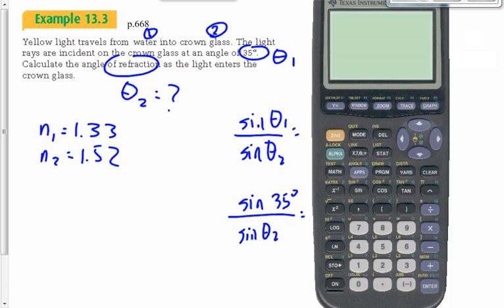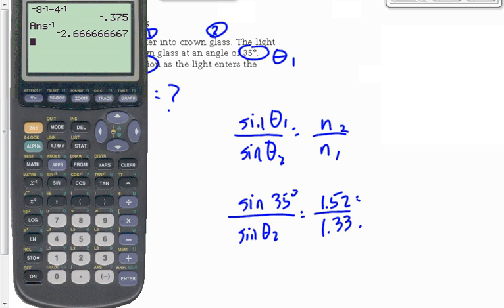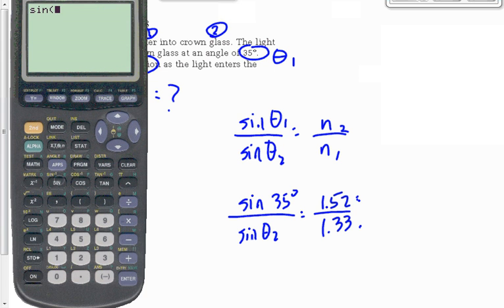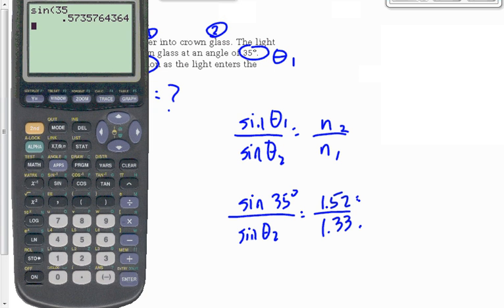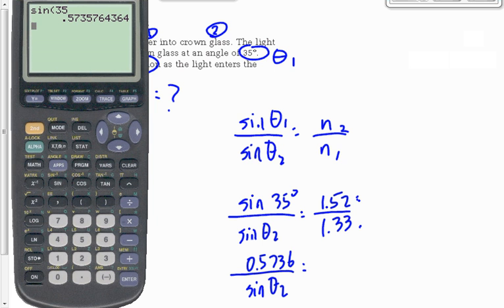All right, let's do some math here. Let's first of all go sine 35. Make sure you're in degree mode. Yeah, we're in degree mode. Sine 35 equals 0.5736. Now let's do 1.52 over 1.33. That gives us 1.1429.